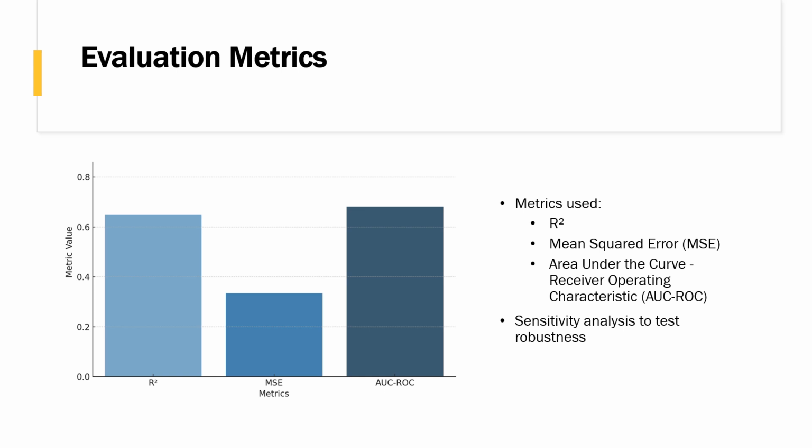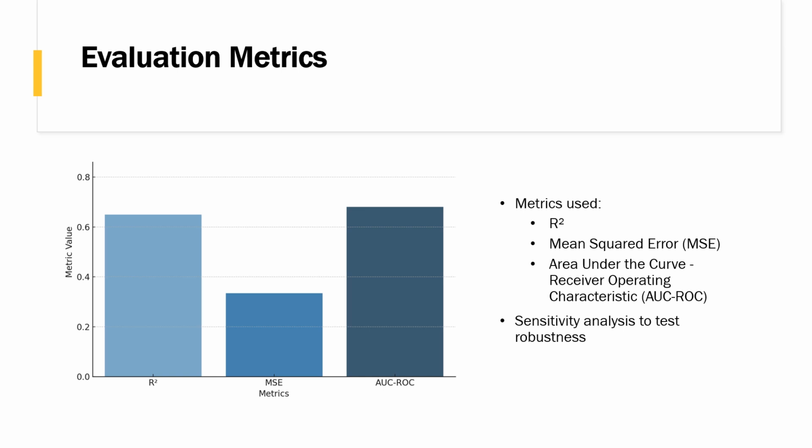And then the evaluation metrics. This slide highlights the evaluation metrics used to assess the performance of our predictive model. Let's break it down. The metrics used were R-square, mean squared error, and area under the curve.